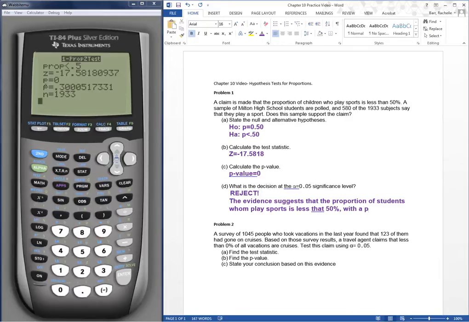Instead, p-value of 0. I'm having a really hard time typing today for some reason.